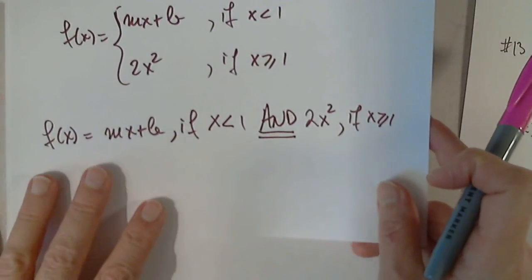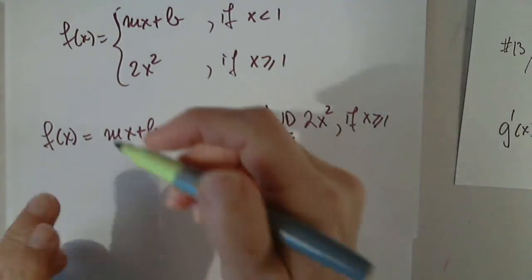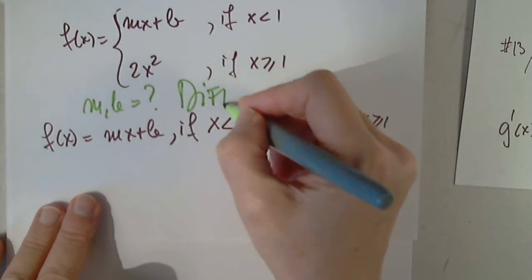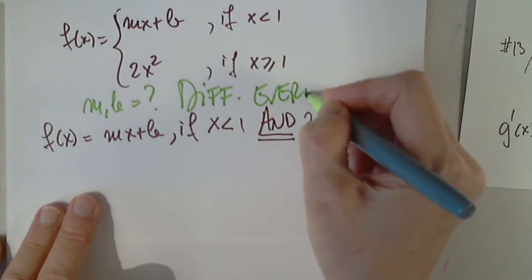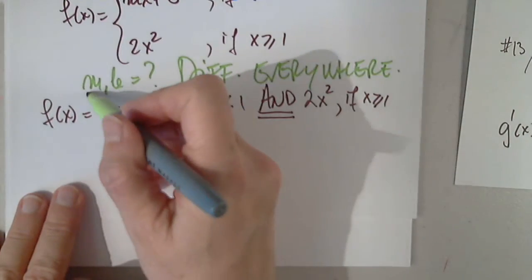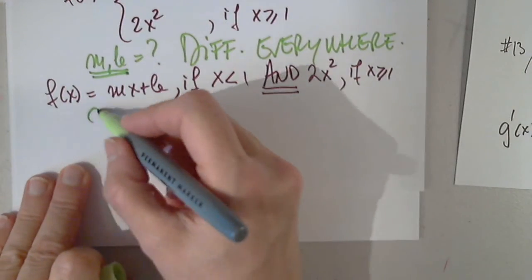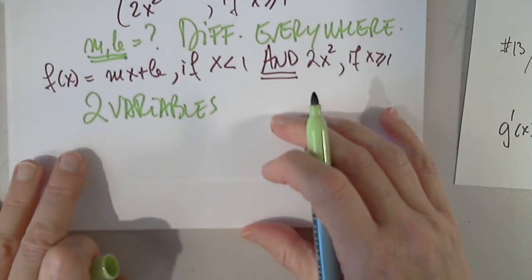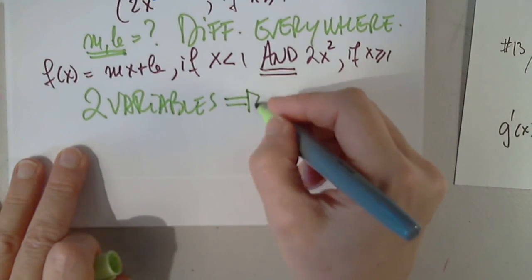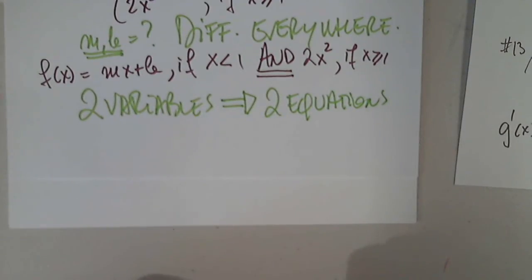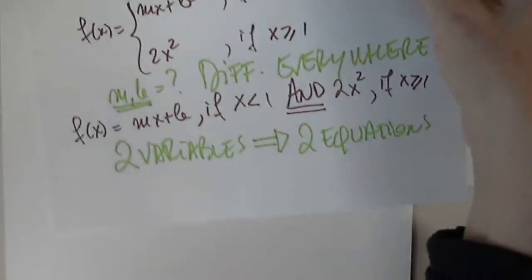So we are given this function. We are asked to find m and b, and make it differentiable everywhere. So because I'm asked to find m and b, I have two variables. When I have two variables, I have to create two equations, one for each variable.